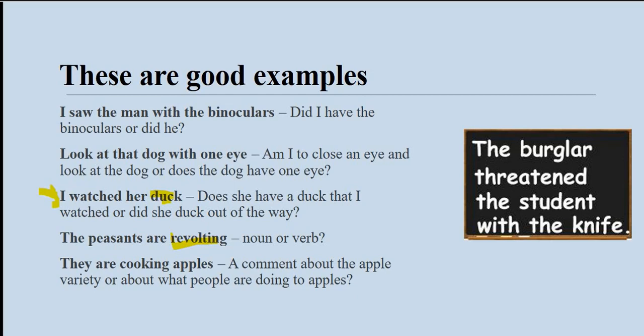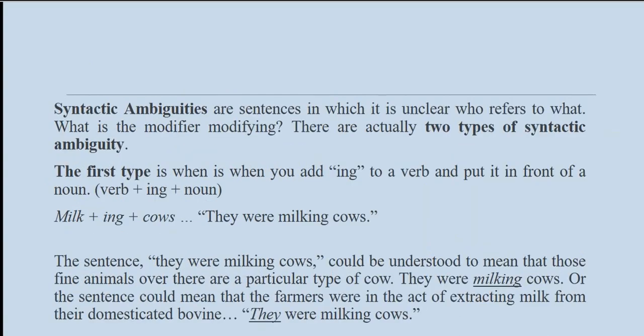So let's look at here is another example. The burglar threatened the students with the knife. So who was holding the knife? The student with the knife, was the student with the knife threatened, or the burglar used the knife to threaten the students? So we don't know. You can see that there are two meanings of this sentence. So syntactic ambiguities are sentences in which it is unclear who refers to what. What is the modifier modifying?